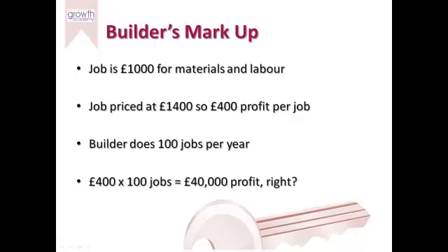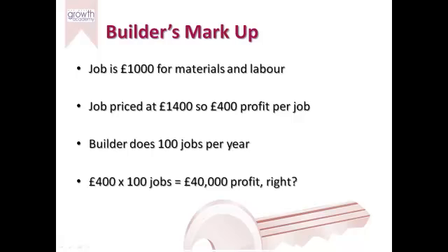Okay, so let's have a look at how much profit the builder's making using the markup strategy. The job costs him £1,000 in materials and labour. All the bricks and everything he needs to build the job, and the lads on site to actually build it. It's priced at £1,400 because £400 of it is profit because of the markup. Let's imagine the builder does 100 jobs a year. Now we're just imagining that £1,000 is his average job in cost, so we marked it up by 40%. He'll have some bigger jobs and some smaller jobs, so let's just imagine that on average he does 100 jobs of selling them at £1,400.